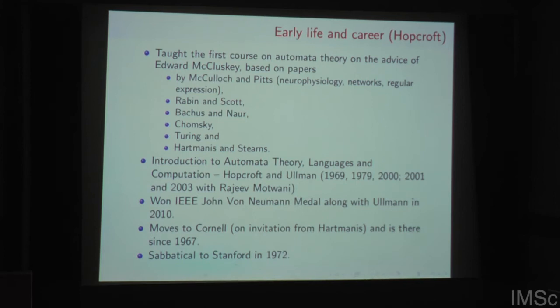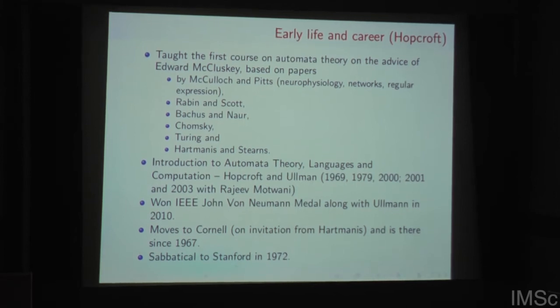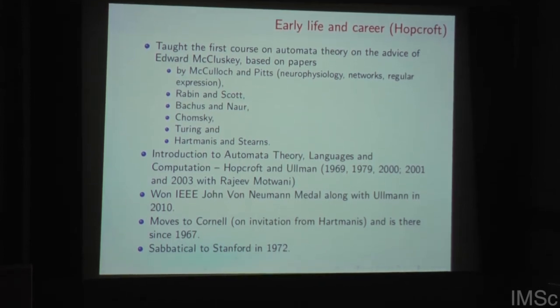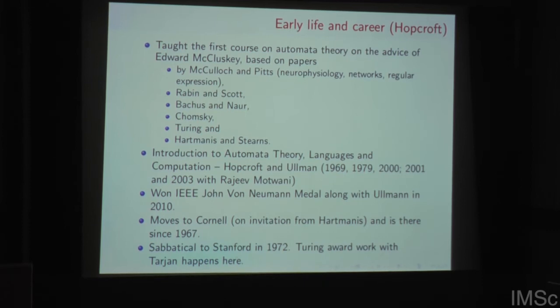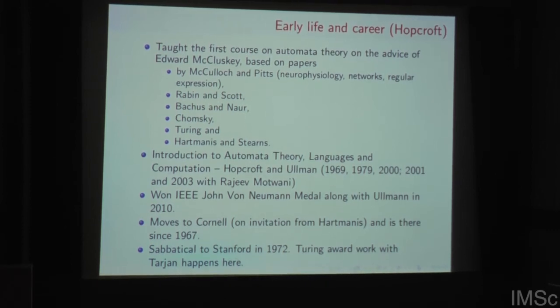Okay. So after establishing this course on automata theory, he wanted to move to algorithms and develop a science of algorithms, as he says, and he moves on a sabbatical to Stanford in 1972. So this Turing Award work with Tarjan happens at Stanford in 1972.